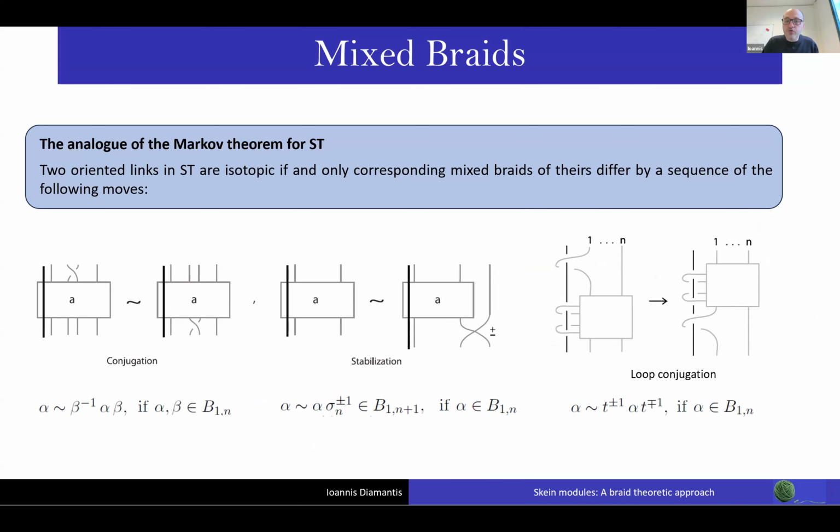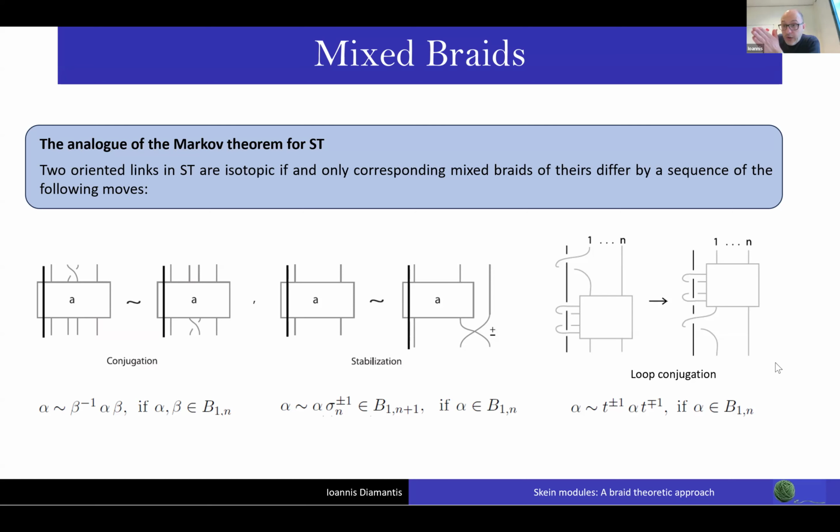We have the classical conjugation and stabilization moves as in the classical case of braids in S3. And we also have an extra move, which is the loop conjugation. I think it's very natural, right? If you have a loop generator here, a T, this loop via conjugation can be moved here, below, from up to down. So this is the loop conjugation and this is its algebraic expression.